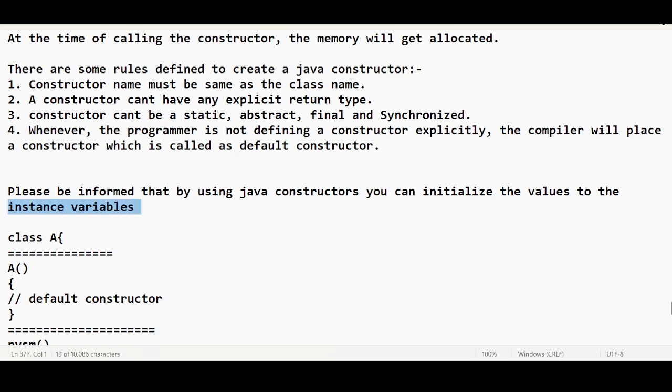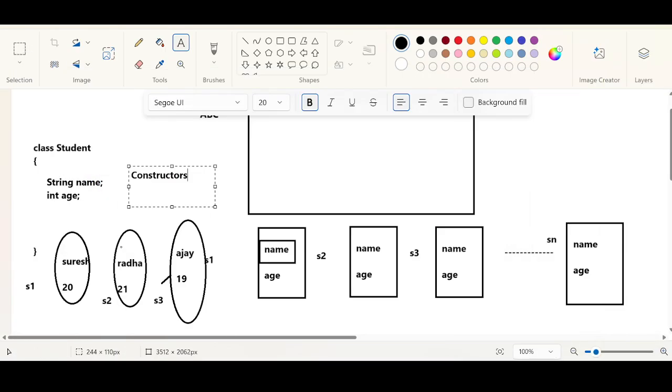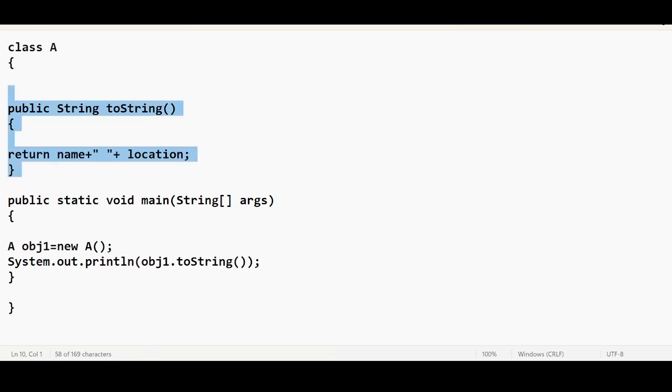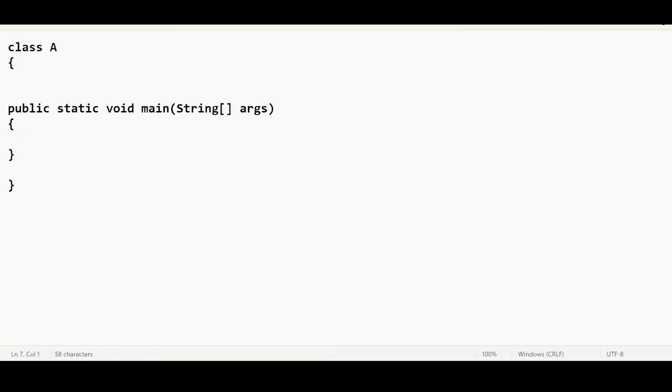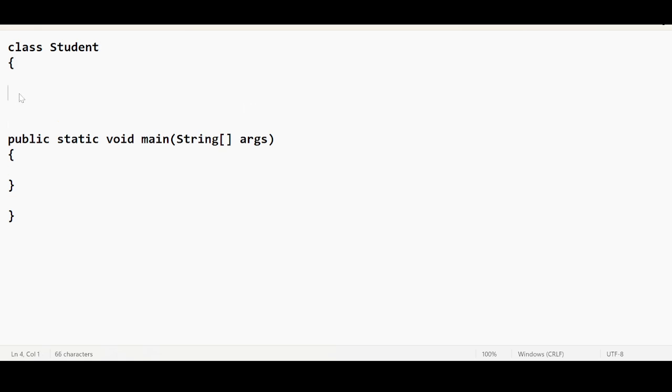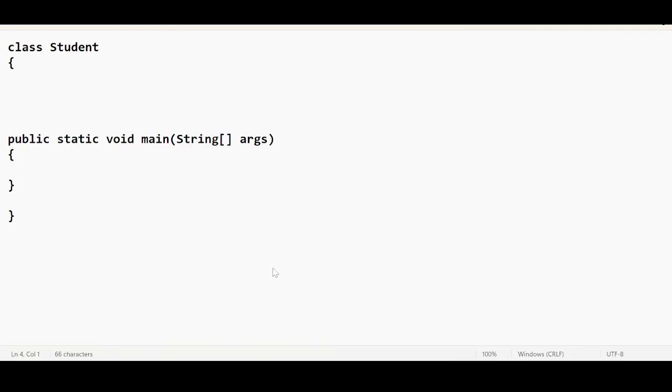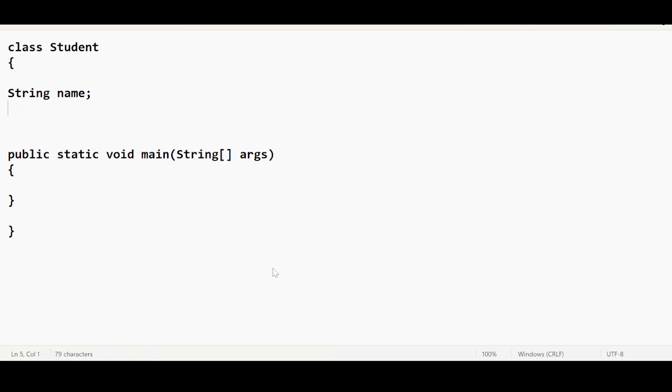So what are these instance variables? Let me write a small program. Let me remove this, not required. I have a class here. Let me take the name of the class as student class. My student class is going to have two properties, similar to the ones we discussed in our example. One is the name property, and the data type is going to be string, so I am just performing the declaration. The second one is the age property, which is going to be represented in the form of the integer data type.